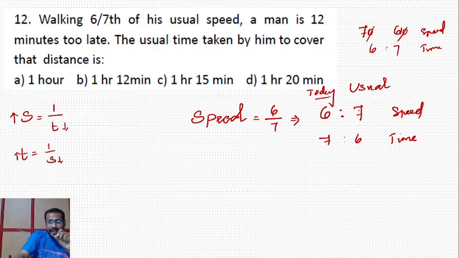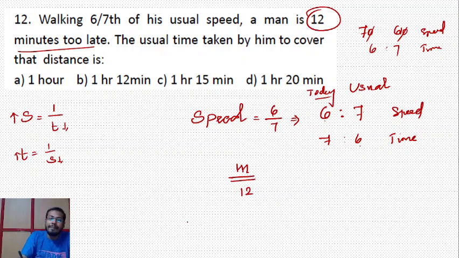So usually he traveled at 7 parts speed, which means today he traveled at 6 parts speed. 7 parts speed means he can reach in 6 hours. If he travels at 6 parts speed, it takes 7 hours. Correct? So now what is the question? They gave one clue. That clue is that he is 12 minutes too late. What is this 12?